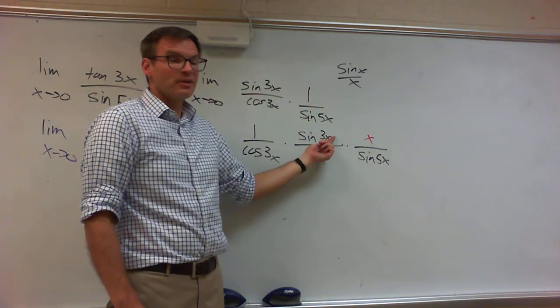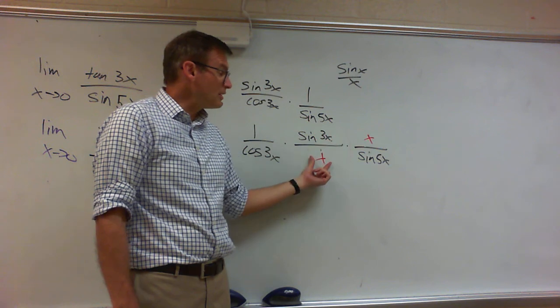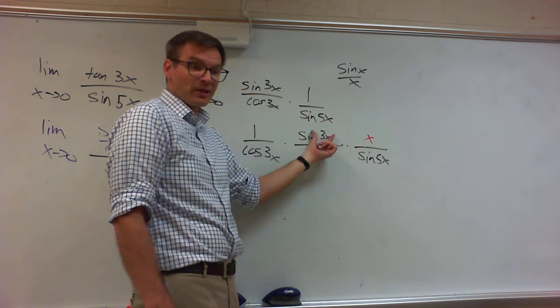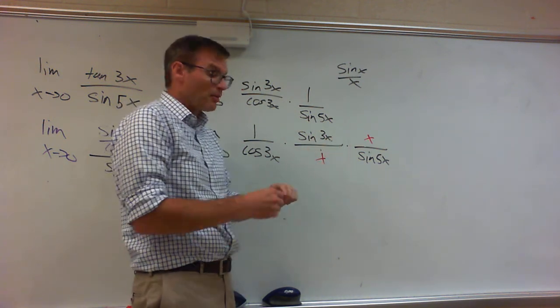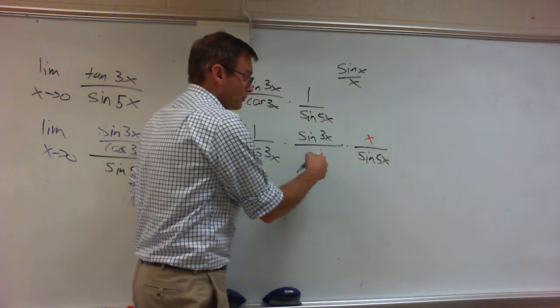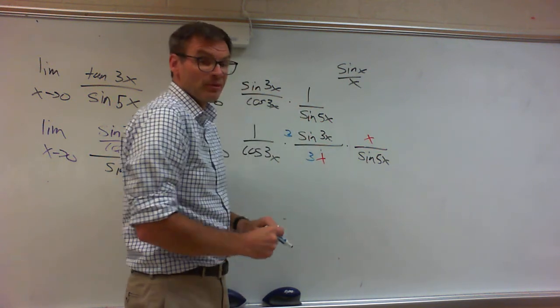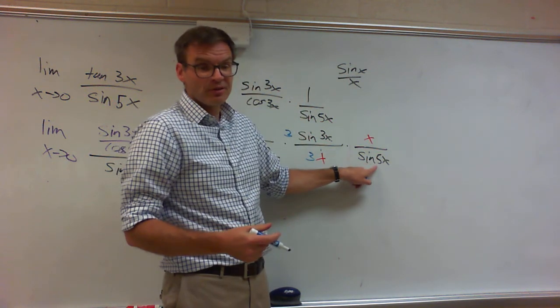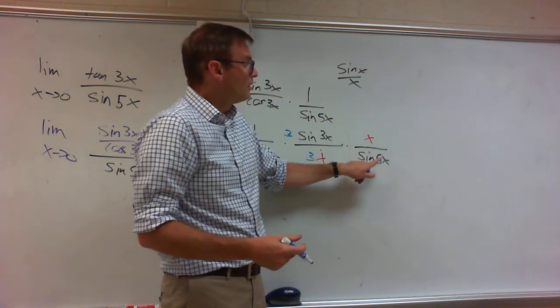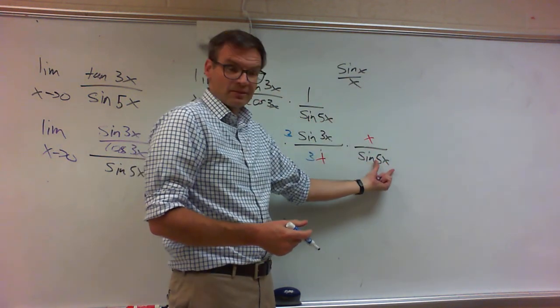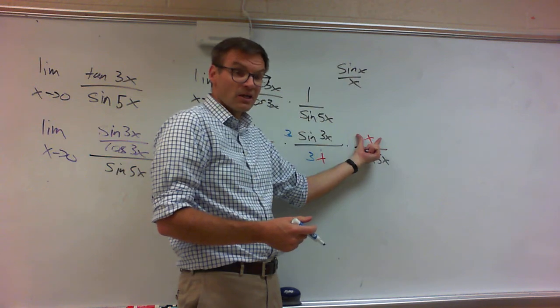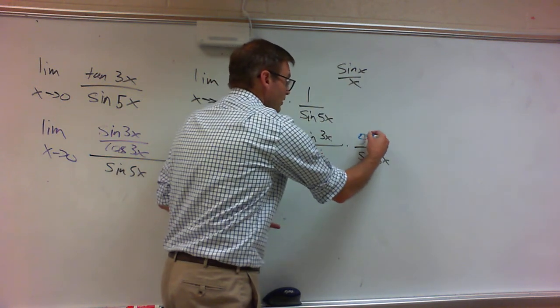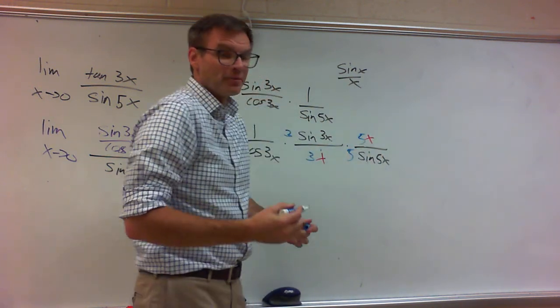because I see sine of 3x over x. I need to make these the exact same number, so if this is a 3x, I need a 3x in the bottom, so I'll multiply the bottom by 3, and whatever I do to the bottom, I've got to do to the top. And a similar thing happens over here. I see sine of 5x, so if I have sine of stuff, I need the stuff to be the same, so I'll have a 5 on top and a 5 on the bottom.